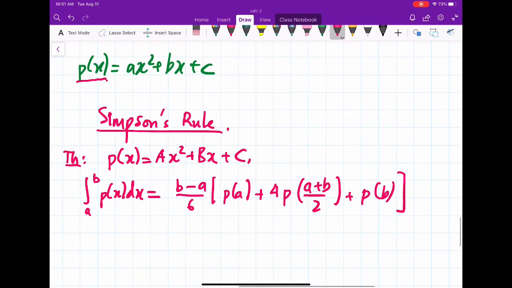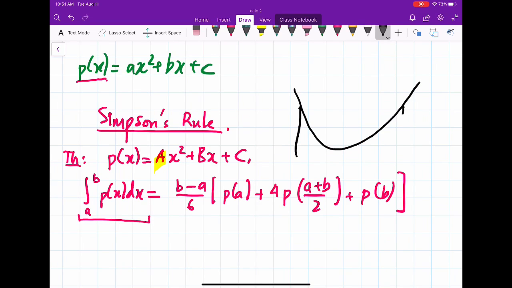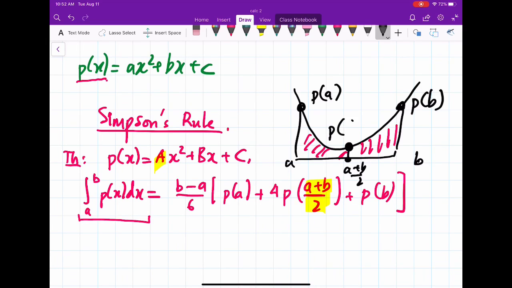So what does it mean? That means you have a quadratic polynomial, and you evaluate the definite integral from a to b. Let's suppose it is bigger than 0, and you evaluate from a to b, and the definite integral is some kind of area. So you choose the midpoint. You see, (a plus b) over 2, that is the midpoint of a and b. Then you evaluate the function value here, here, and here. That is your p(a), your p(b), and p((a plus b) over 2).